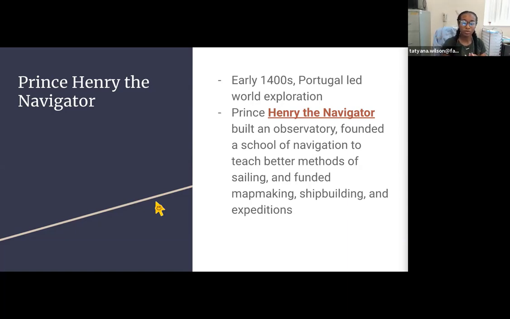So he is going to still help spur exploration because he's going to build an observatory. He's going to found a school of navigation to teach better methods of sailing. So he's basically going to teach the people who will become the explorers, right? And he's also going to fund map making, shipbuilding, and expeditions. So he's just this really rich man who's never going to leave Portugal, but he's going to give other people money and the tools to leave Portugal and explore on his behalf.